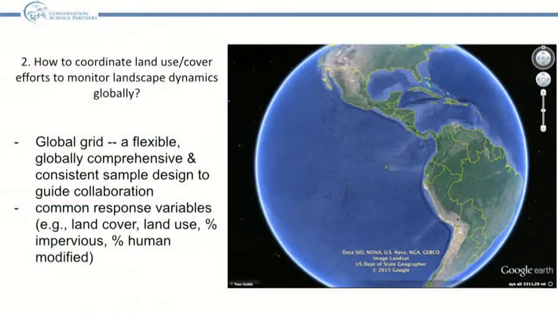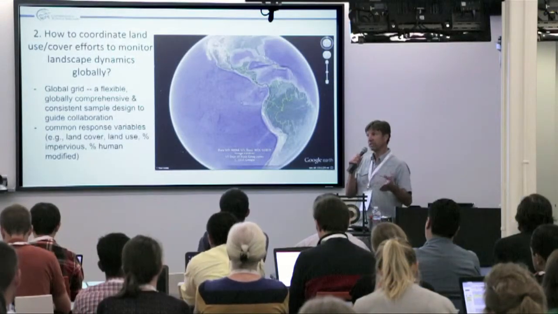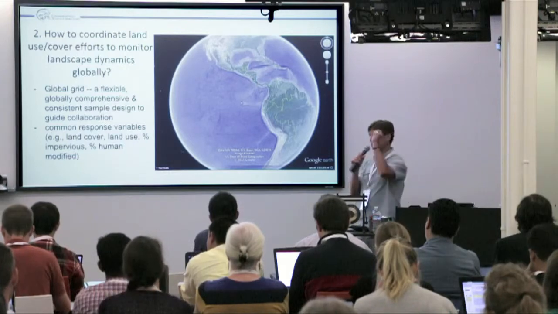A second effort is to think about how to coordinate land use and land cover efforts to monitor landscapes globally. Most monitoring, at least in the US, of resources is specific resource based. Let's monitor the trees, let's monitor the soil, let's monitor the water, let's monitor the air. There's nothing integrative, and yet that's what we're all struggling with. So one of the things I've been working on is what I call the global grid. It's a flexible, globally comprehensive and consistent sample design. It uses something called a spatially balanced sample design. I don't know if you can see the little black dots there. Those are just sort of little measle dots all over the place.